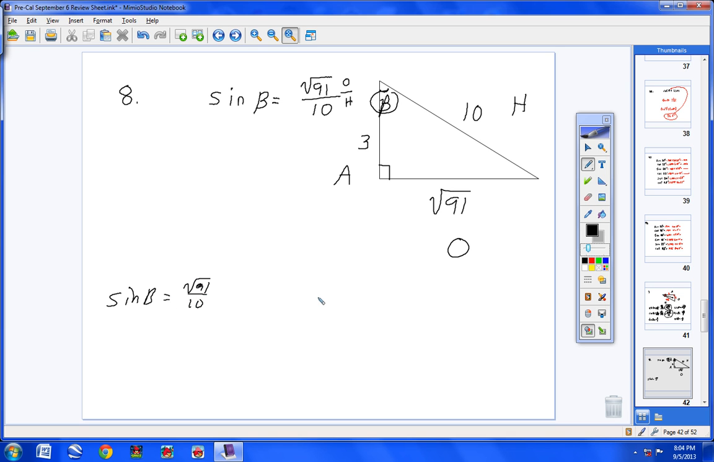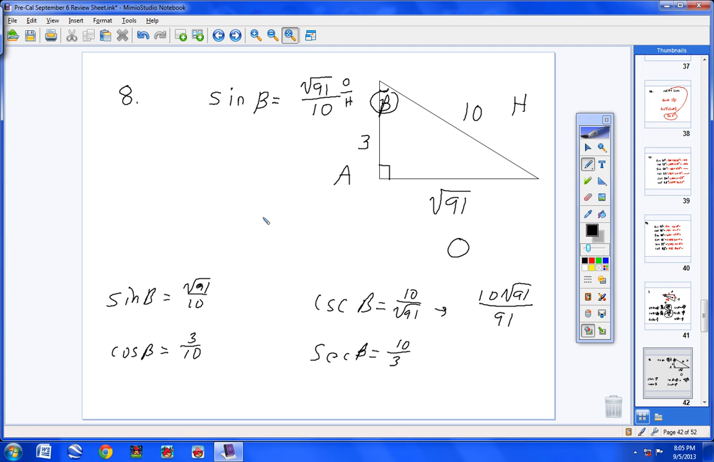So then the inverse of that is cosecant of beta would be 10 over square root of 91. And of course, we're going to multiply the top and the bottom by the square root of 91. That would give us 10 square root of 91 all over 91. Next is cosine of beta, and cosine is adjacent over hypotenuse, so 3/10. The inverse of cosine is secant, and so the secant of b would be 10/3.